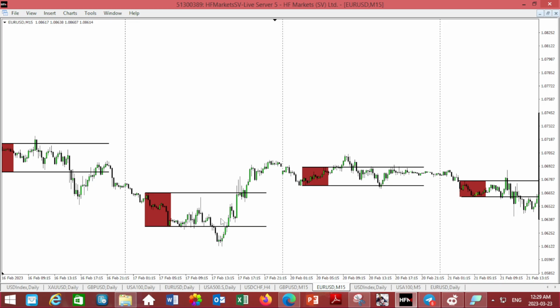You buy. Your first target is the consequent encroachment, the 50% of the range, and then your second target is this Asian range high, and then the liquidity which is resting above it. How far do you go? 10, 20, 30 pips above it. How far did price go? You can see here it was 10, here it was 20, and then there was 30. So just like that.